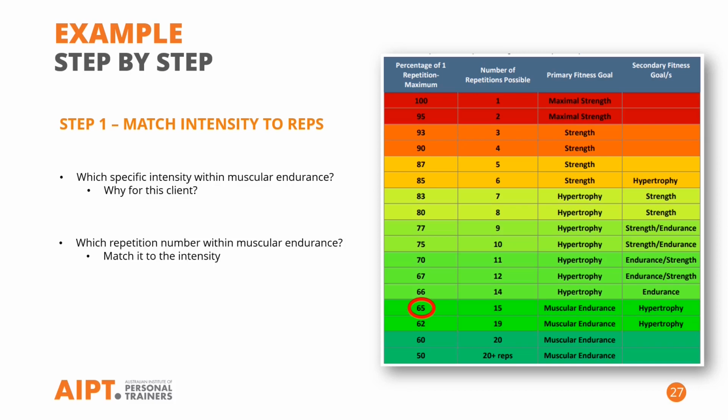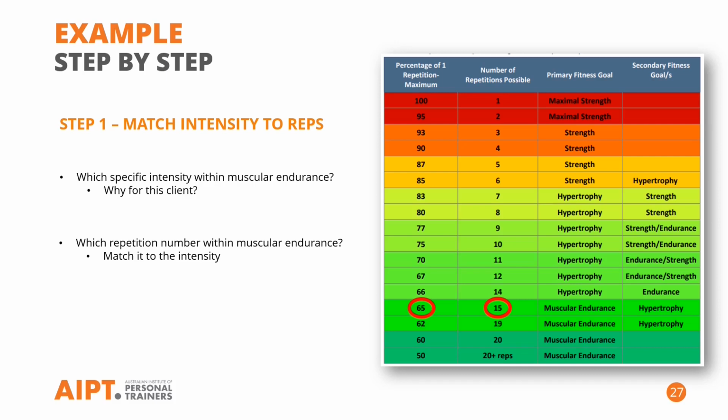So next we need to match the repetition number to the intensity we've chosen. And it's a simple process for this client. There's no reason why we need to do anything crazy here. So in this case, we're just going to match it straight up to 15. So at 65% 1RM, we can see 15 repetitions are possible. So they're the training variables that we will go with.